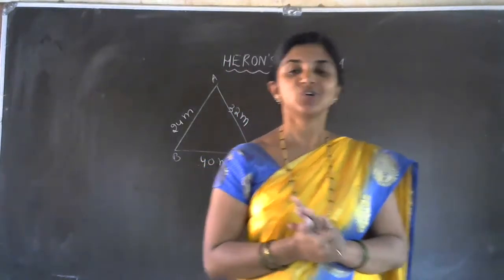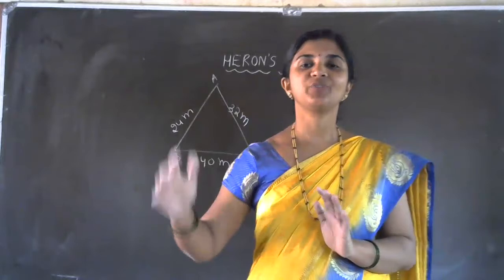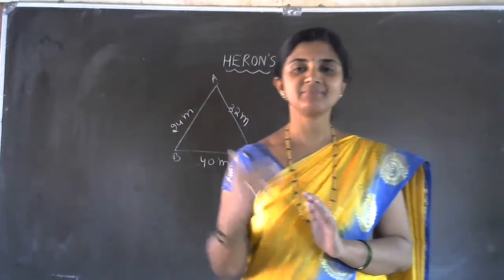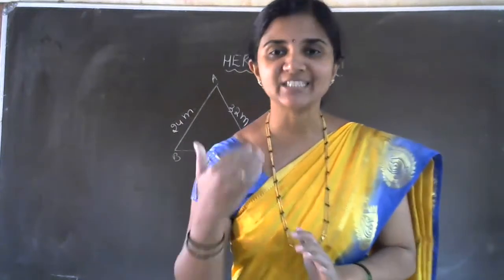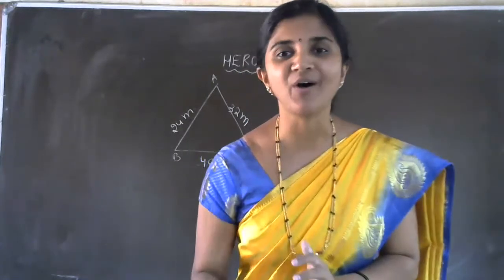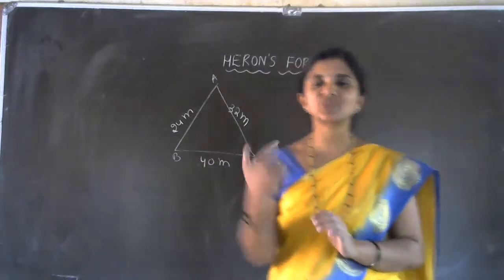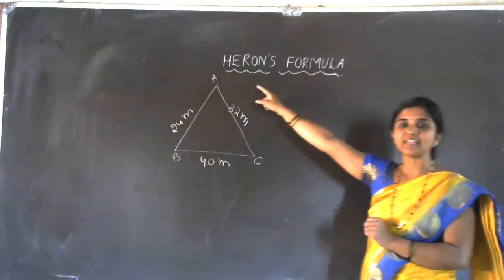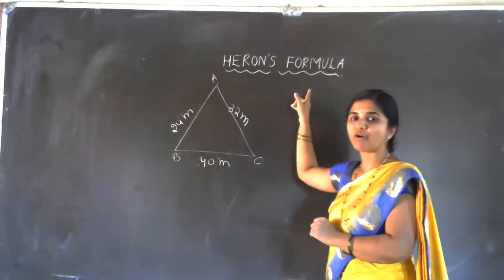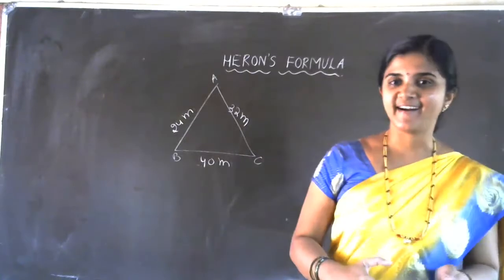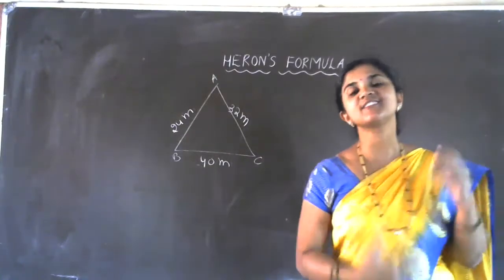So how to find out the area of the triangle? The formula given by the great mathematician Heron is called Heron's formula. So today's topic is Heron's formula. Heron is a mathematician's name. Heron's formula is nothing but a way to find the area of a triangle when three sides are given.